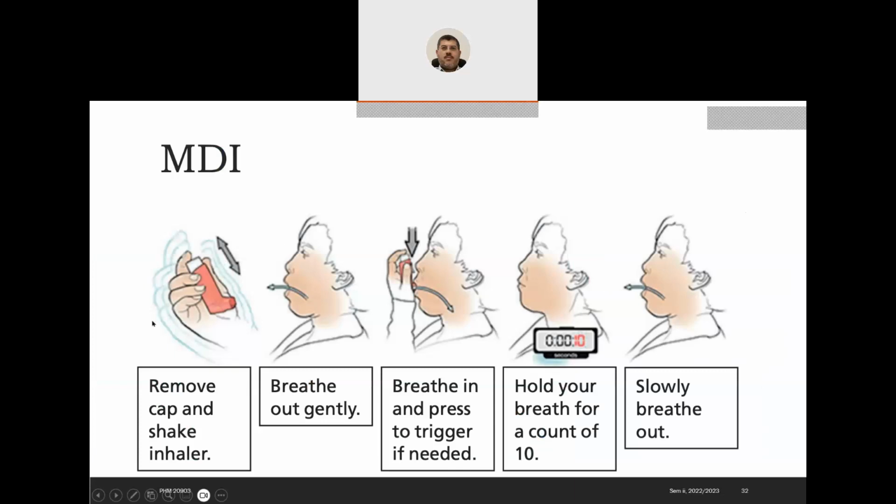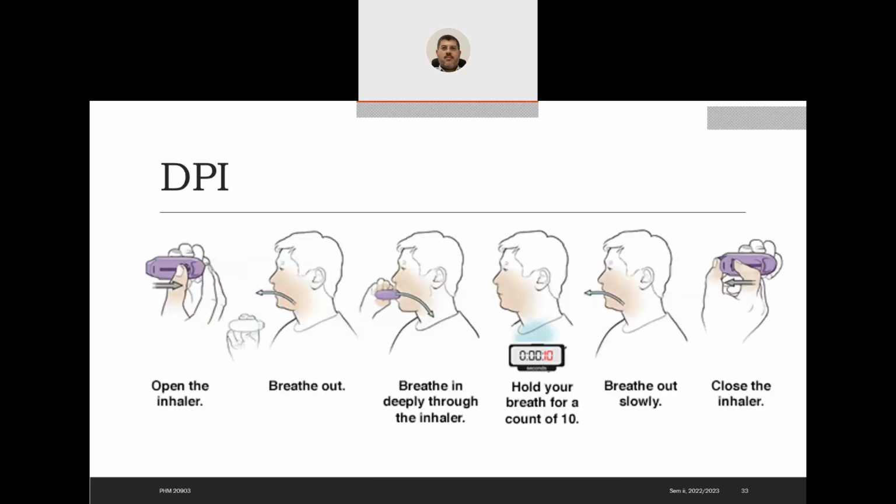Inhalers also you have to teach them. For example, inhalers here have the drug suspended in a carrying liquefied gas, so they have to shake first. They remove the cap, the cover, shake the inhaler, breathe out gently, then actuate, press and inhale at the same time. Hold your breath for about 10 seconds and then you can slowly breathe out after this. This is all to ensure that the drug is deposited in the lung and gives adequate effect.